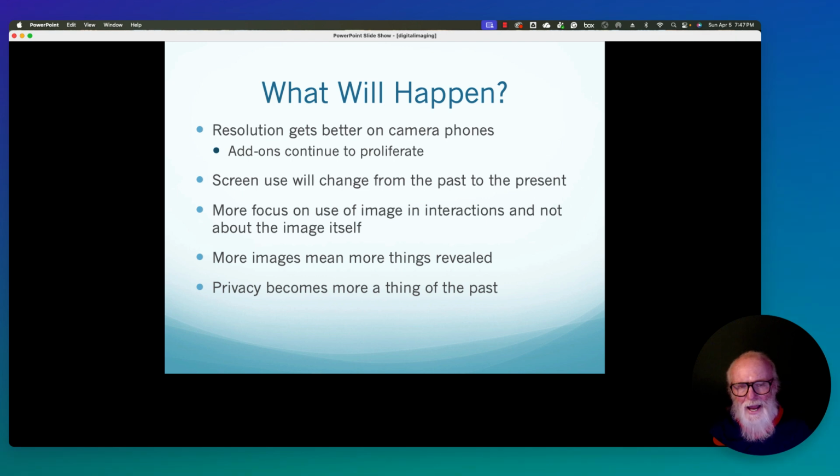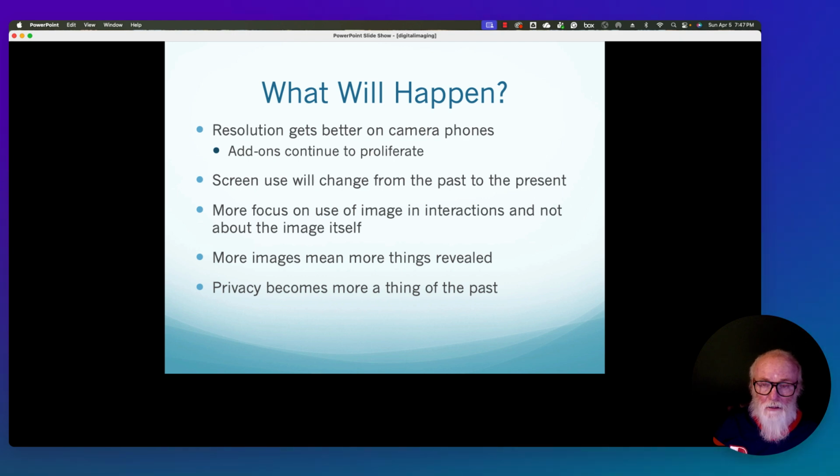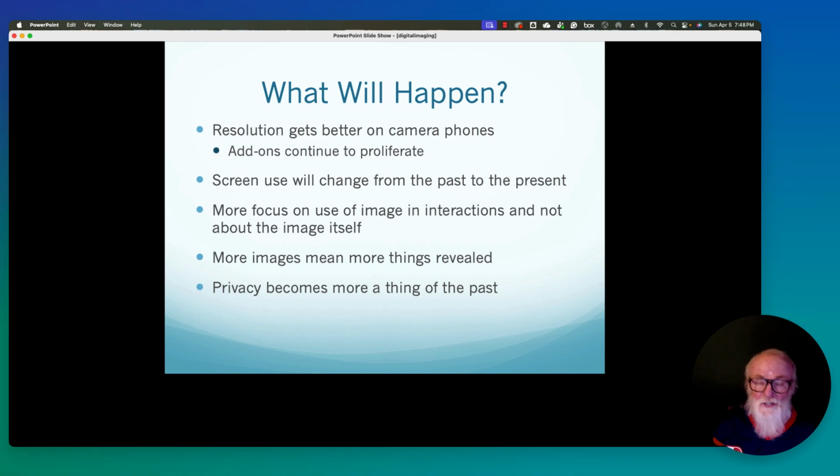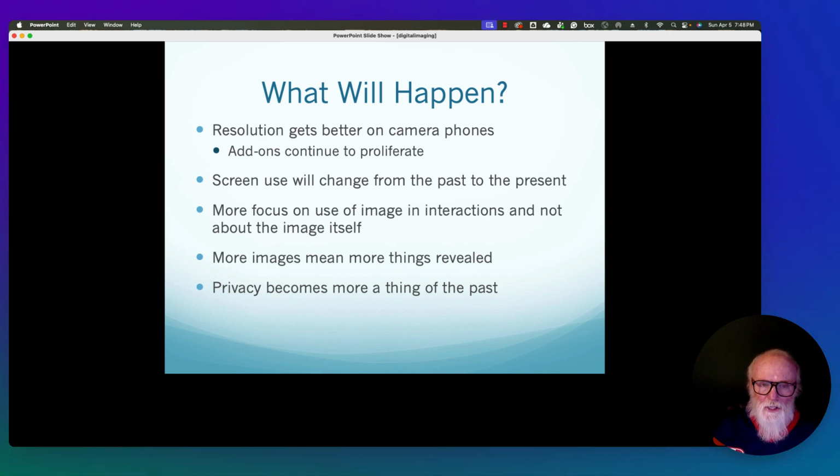Now, so what's going to happen is this. The resolution gets better and better. Every time the phone company comes out with a new phone, they brag about how good their camera is. And then there are add-ons to the cameras, because now you can even put lenses on the smartphones that you couldn't do originally.